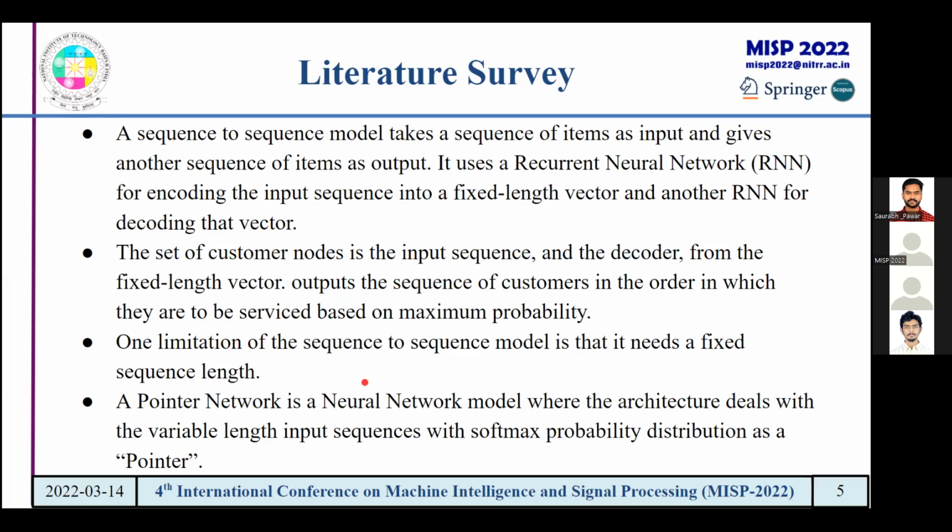Then the pointer network came up, where each node in the output sequence points to a part of the input sequence, giving it some kind of attention, so to speak, where this particular output is due to that particular part of the input sequence.